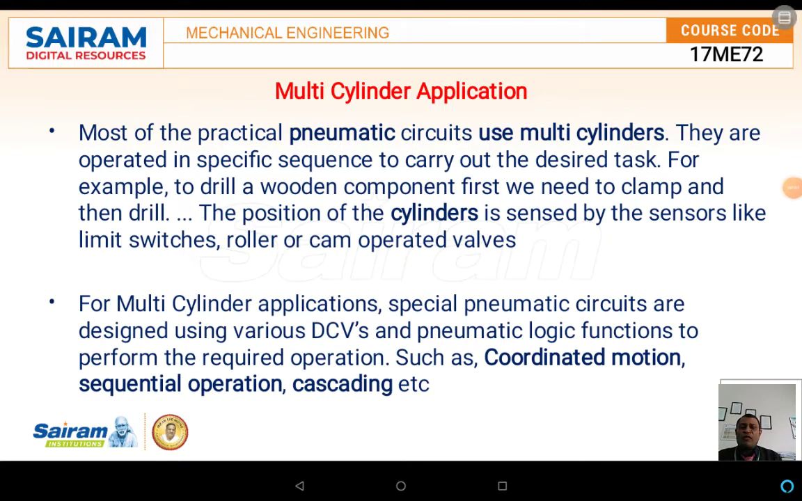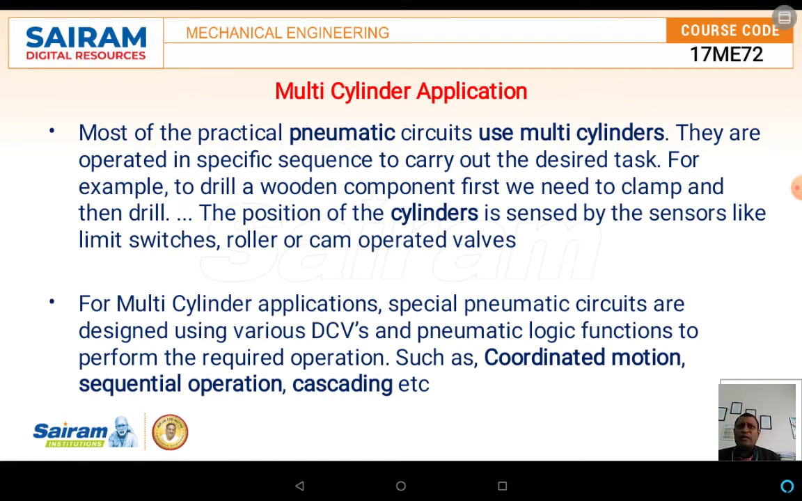Hello everyone, welcome back to the sessions on multiple cylinder, or multi-cylinder, applications. Here in this case we are discussing the coordinate motion control diagram, the sequential motion control diagram, and also the cascading control action. This entire thing we are discussing in this session.